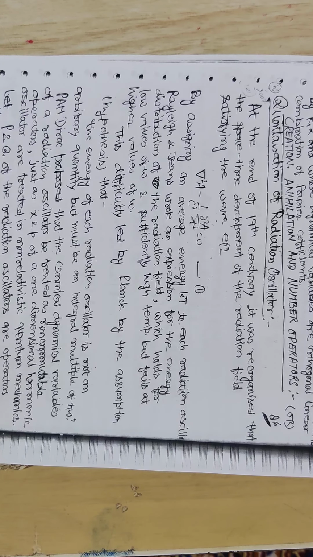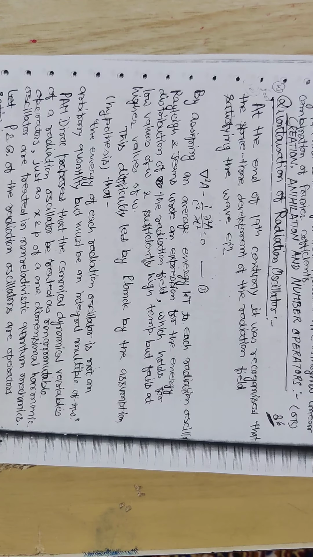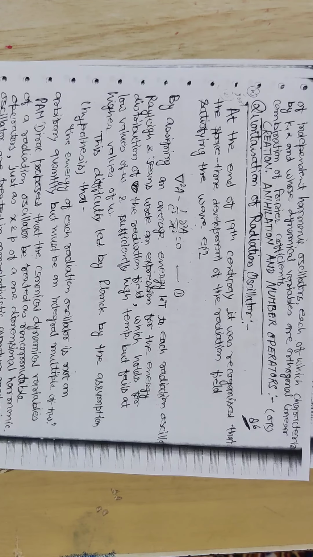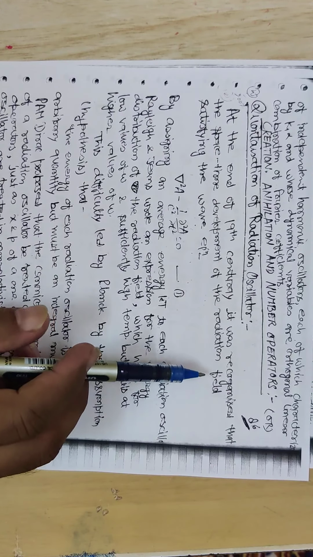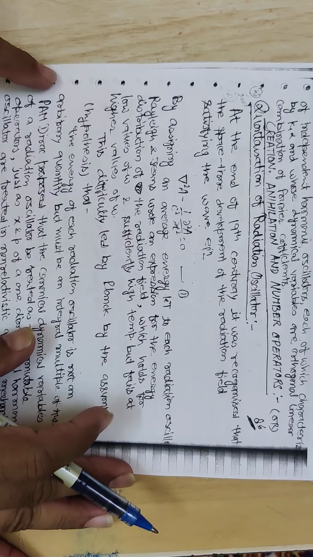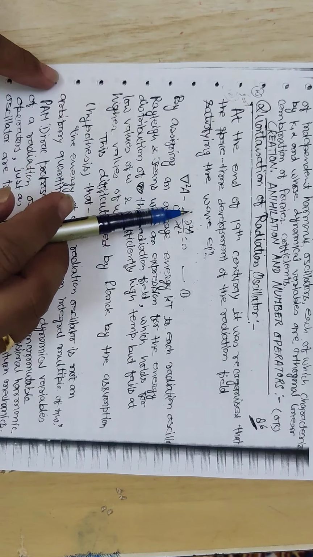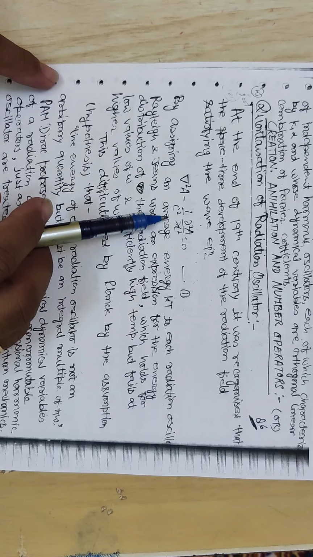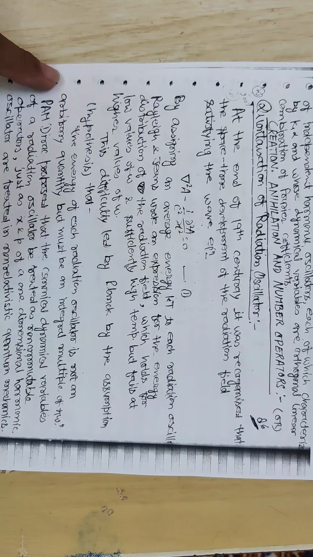Today we are discussing the creation, annihilation and number operators. First of all, we will discuss the contribution of radiation oscillators. At the end of the 19th century, it was recognized that the space-time development of the radiation field satisfies the wave equation del square A minus 1 upon c square del square A over del t square equals 0.